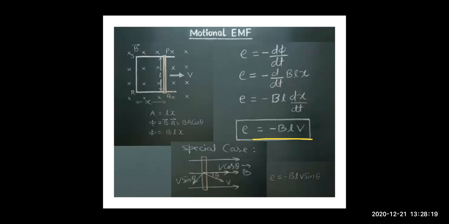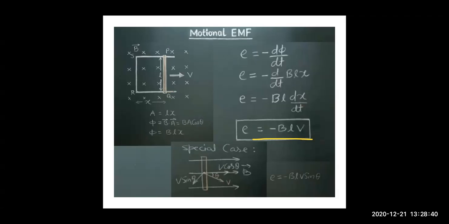So this is the magnitude of the EMF, that of the motional EMF, right? And now let's find out the direction. So children, the direction will be found out by Fleming's right hand rule.